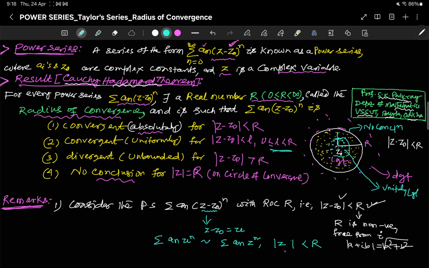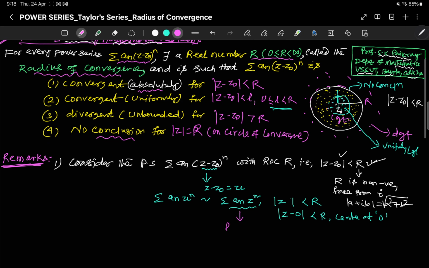Then you see here we say the center is at 0. Now if you compare these two series, this and this, it looks simple. Since we know any series with center at z0 can be converted to this form, it is better to discuss the results on the basis of this series, and accordingly it can be extended to this. So we extend our study by considering the series of this form.